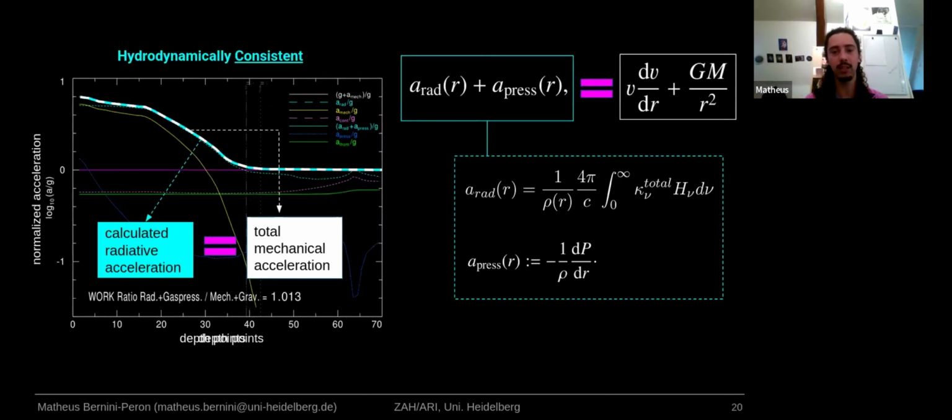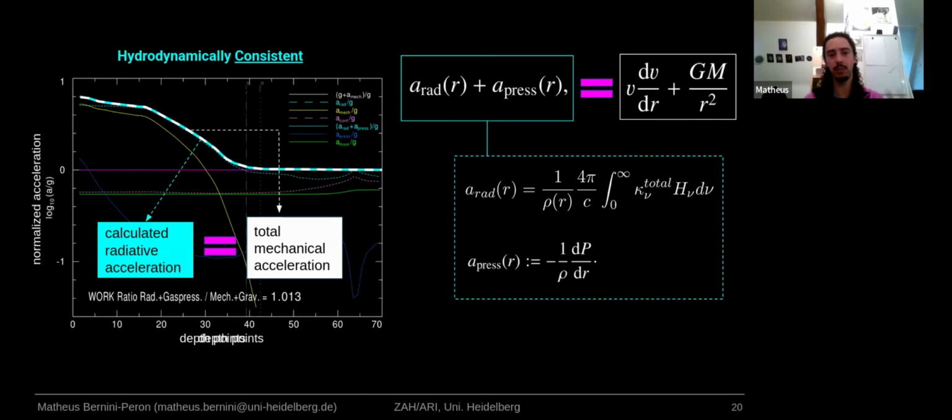But now, when we take the hydrodynamically consistent models, these curves, by design, will adjust each other until they match. So the radiative plus pressure term should be equal to the mechanical terms, so the inertia, advection, and gravity, therefore satisfying the equation of momentum, which is essentially Newton's second law. So I hope this illustrates well what it means to be a hydrodynamically consistent model.